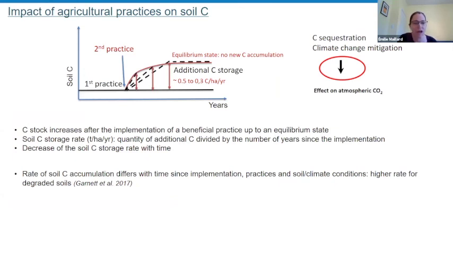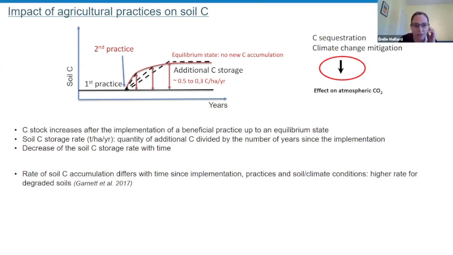After the implementation of beneficial management practice, we expect an increase of soil carbon until an equilibrium state where there will be no new carbon accumulation in comparison to the reference practice. We can define the soil carbon storage rate as the quantity of additional carbon in comparison to the reference practice, divided by the number of years since the implementation. So it is traditionally expressed in tons per hectare and per year.